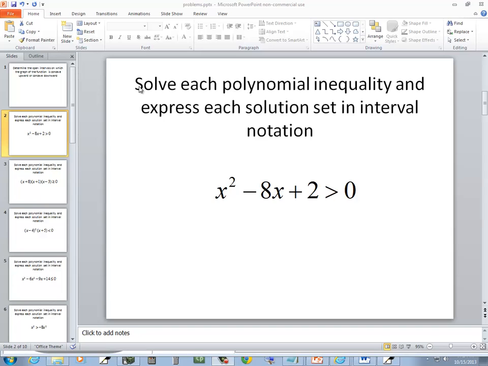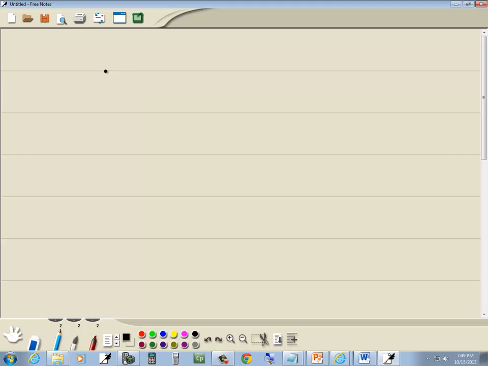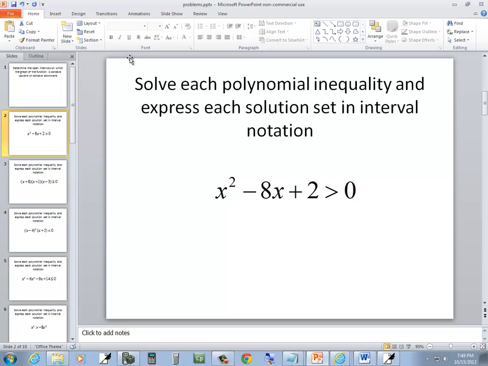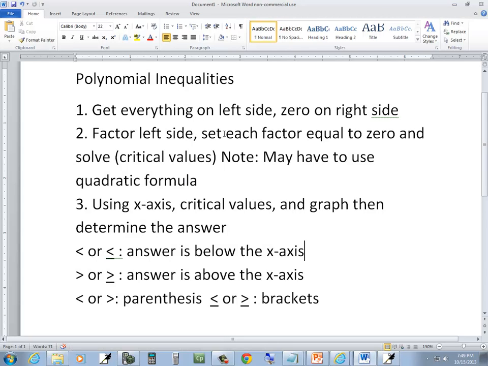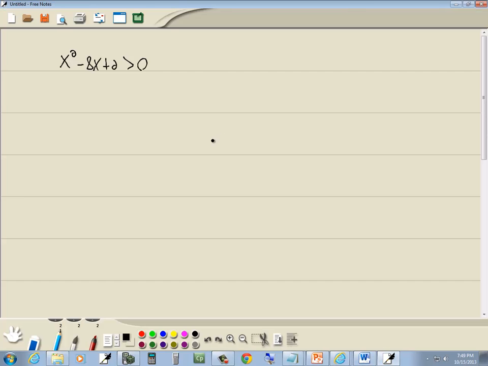Let's take a look at this problem. We got x squared minus 8x plus 2 is greater than 0. And here's our steps. Step 1, get everything on the left side, 0 on the right side. So everything's on the left side, 0's on the right side.